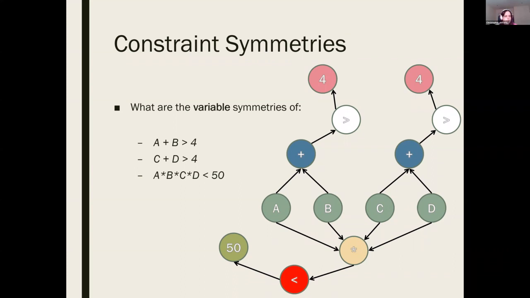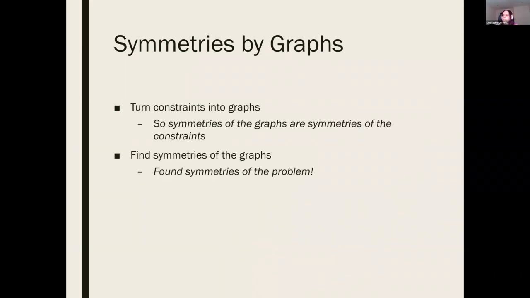You need to deal with this carefully: you don't want to turn A times B times C times D into A times B, which you then multiply by C, which you then multiply by D, because that graph doesn't have as many symmetries. And then we find the symmetries of this graph, and then we found the symmetries of our problem. Well, we found the constraint symmetries. These aren't all the symmetries, but they seem like an easy set to get.